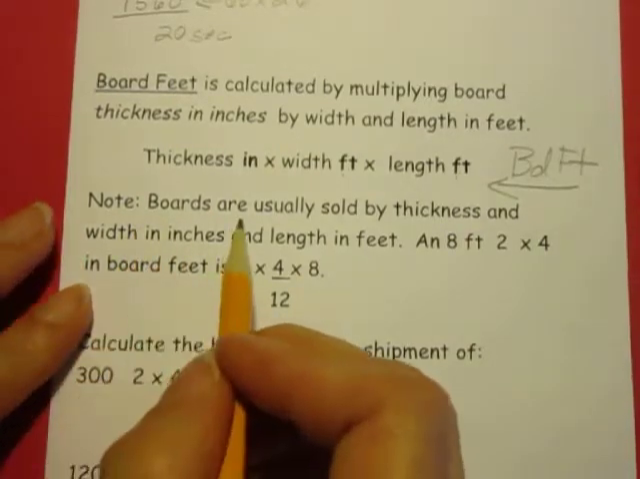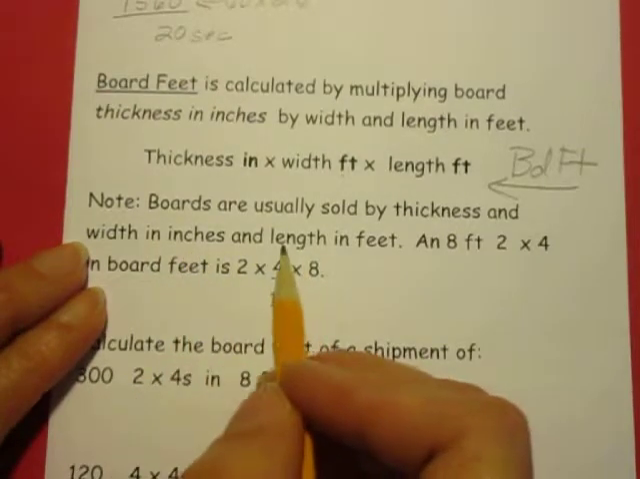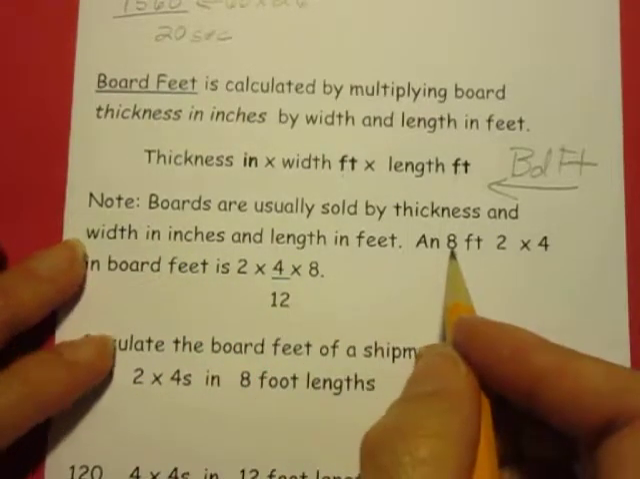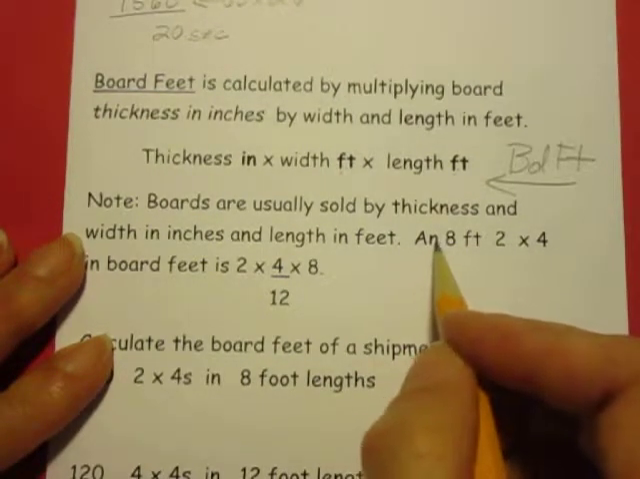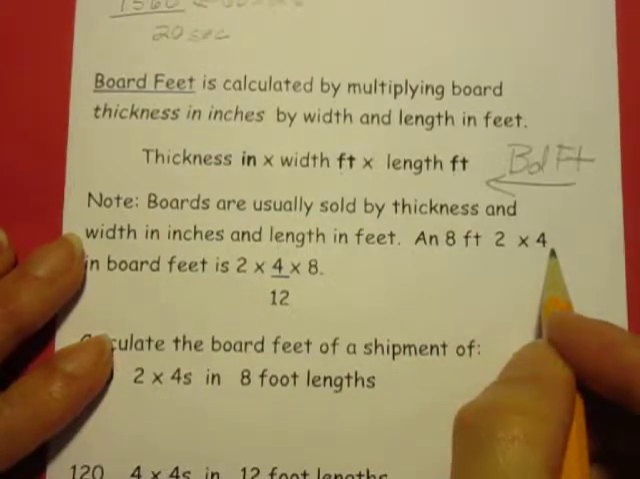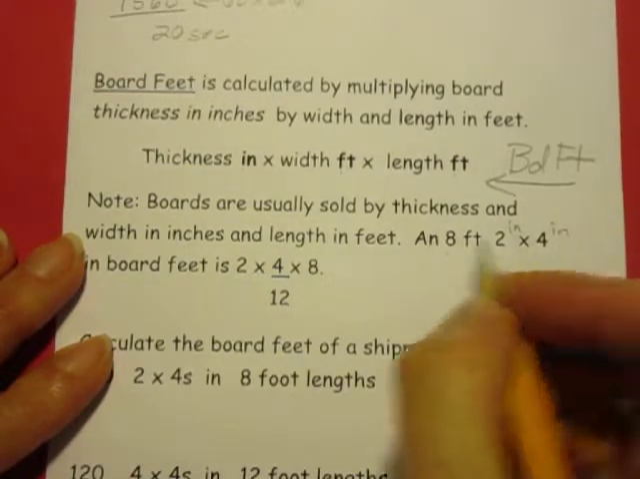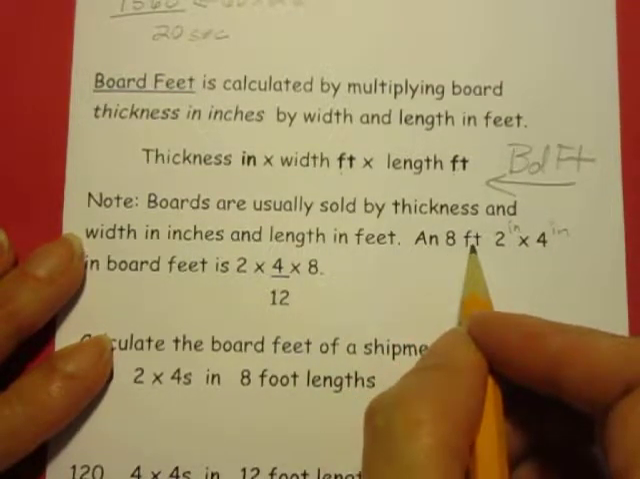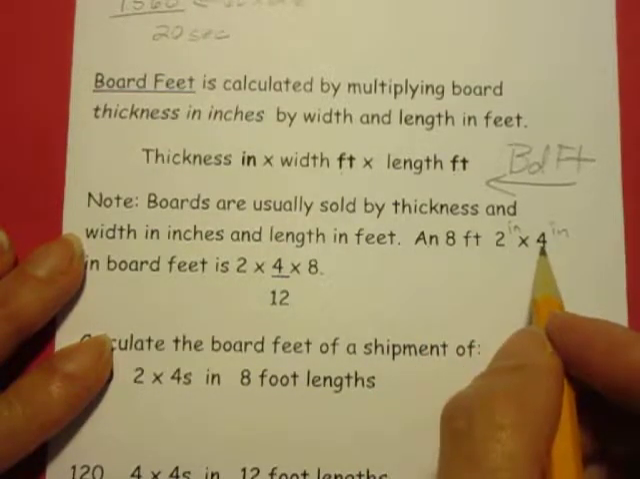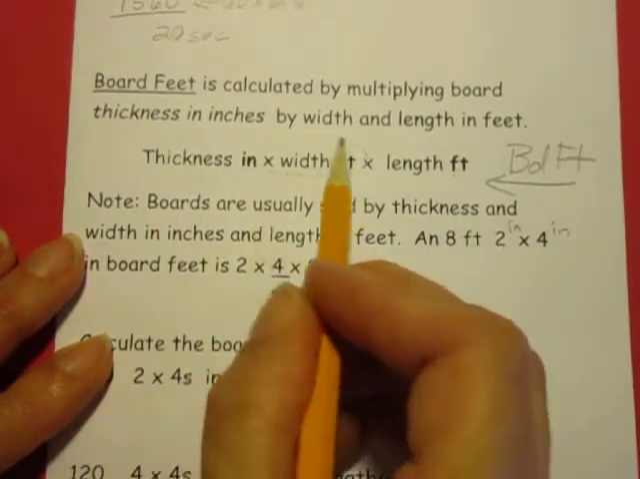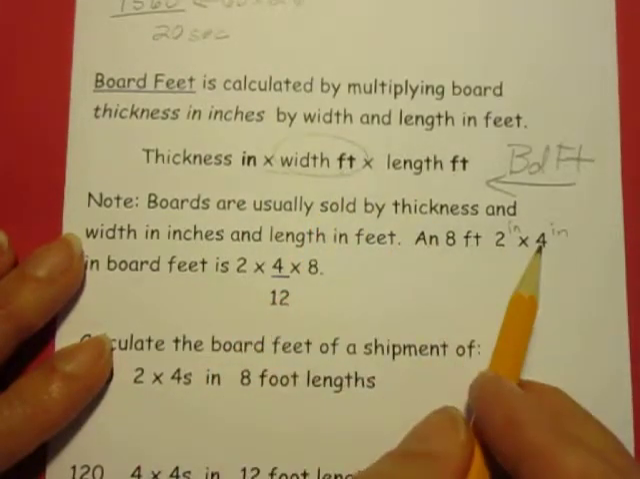Okay, but note that boards are usually sold in thickness and width in inches, and only the length is in feet. So in other words, an 8-foot 2 by 4, if you were at the store, and I know this just looks like gibberish printed here, but if you'd say it out loud, an 8-foot 2 by 4, this 2 is meaning inches, and this 4 is meaning inches. You're looking for an 8-foot long piece of wood that is 2 inches thick and 4 inches wide. That's how it's very often marketed. But in board feet, that width needs to be in feet. So that middle measure you're going to have to do a conversion on from inches to feet.